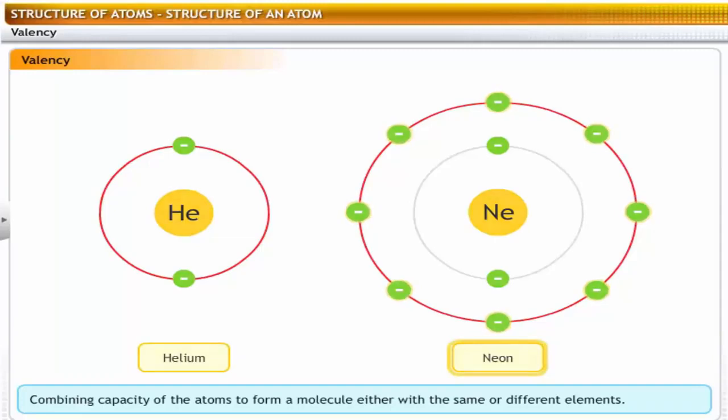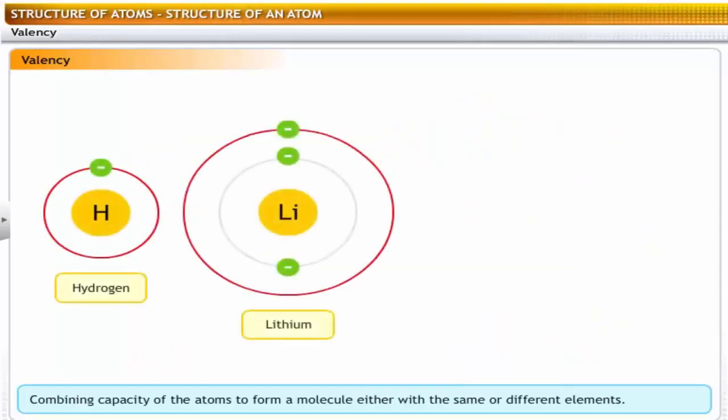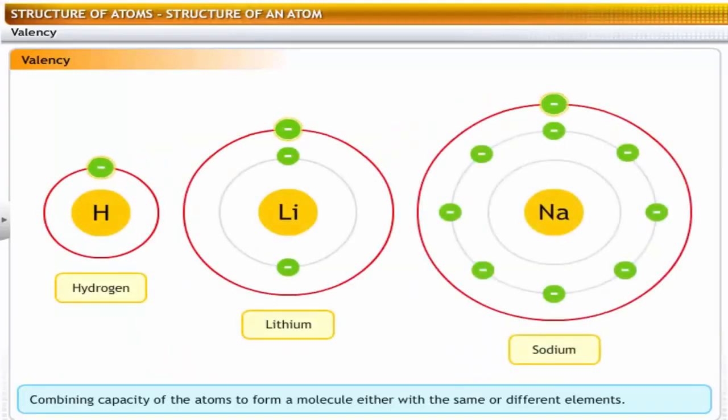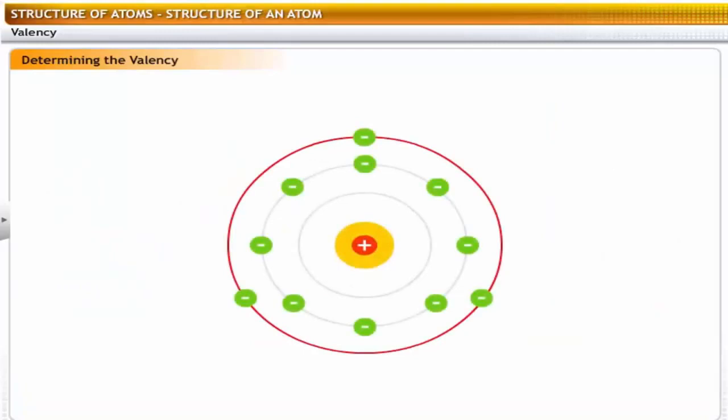For example, elements like hydrogen, lithium, and sodium atoms contain 1 electron in their outermost shell. Therefore, they can lose 1 electron. So their valency is 1. If an atom contains less than 4 electrons in its outermost shell, the valency of the atom is equal to the number of electrons present in the valence shell. For example, aluminium has 3 electrons in its outermost shell, so the valency of aluminium is 3.